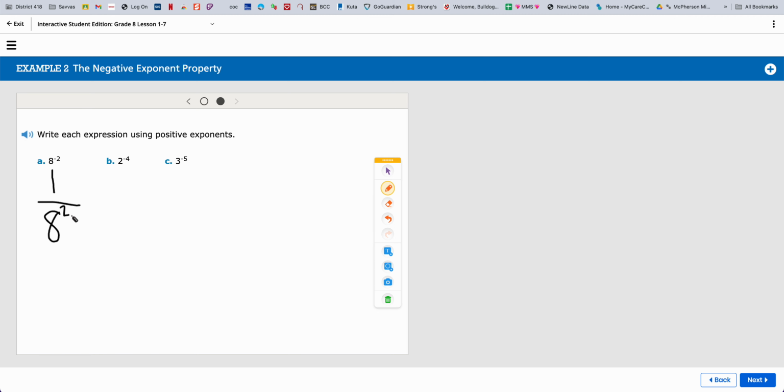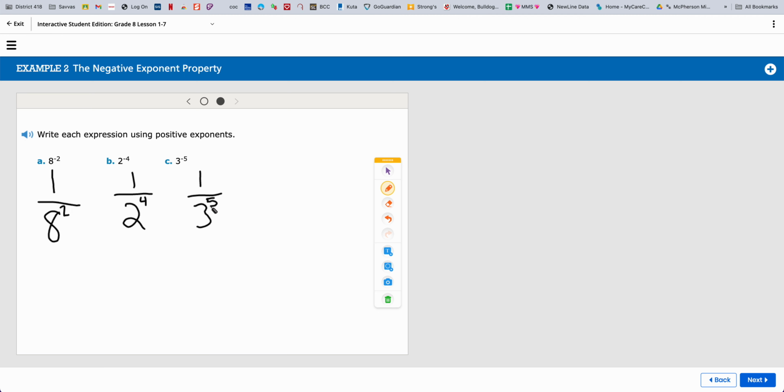It's not any more difficult than anything we've done. We just got to remember the rule. 1 over 2 to the 4th. This one is going to be 1 over 3 to the 5th. It really is that simple. This is it. This is math.